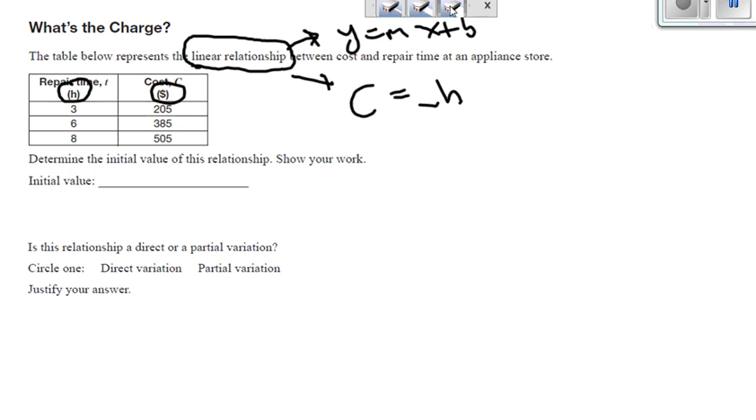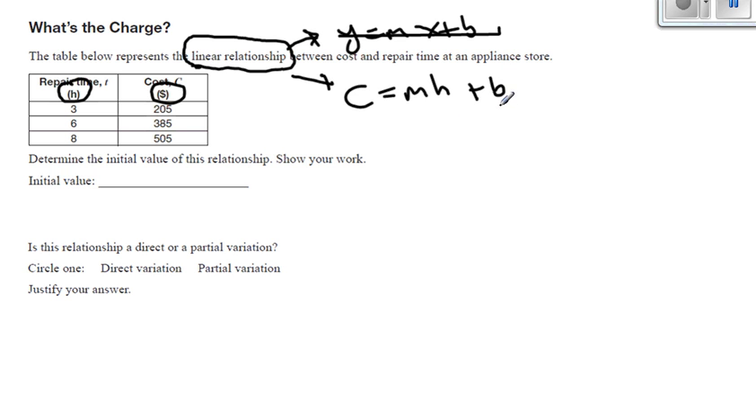So I should be finding the c equals mh plus b equation, not y equals mx plus b, because it's not x and y. And if I could find the equation, then certainly I could just look here at b, because b is the initial value. It's the flat rate, it's the vertical intercept, and it's the initial value. So that's one option, is find the equation of the line. And that's actually the option I'm going to show you, because I think it's the most useful to review.